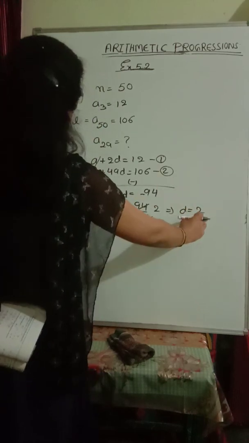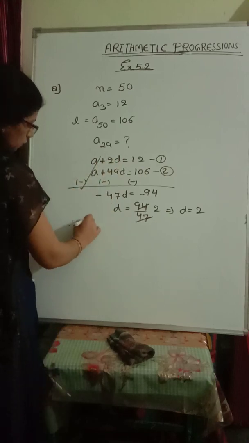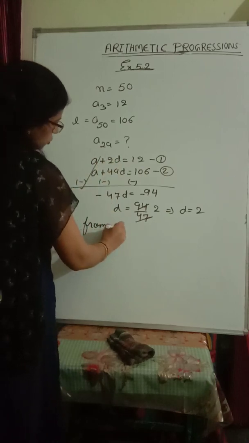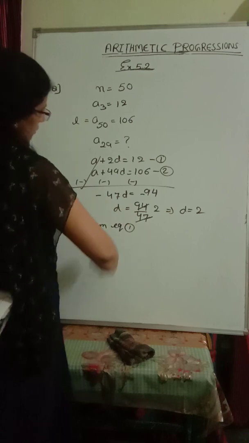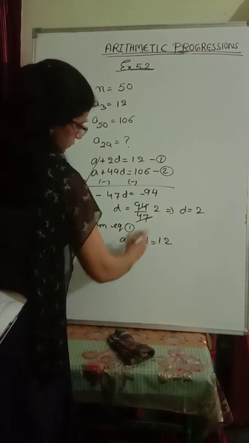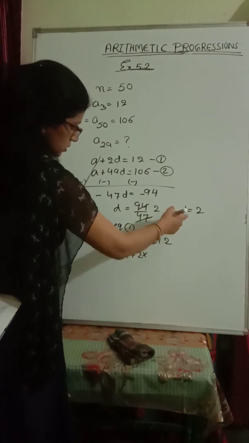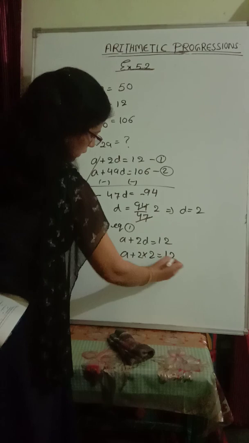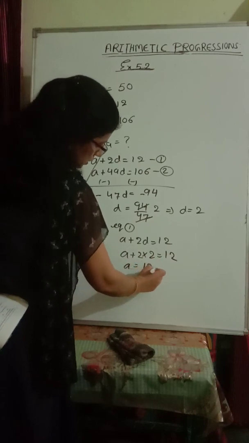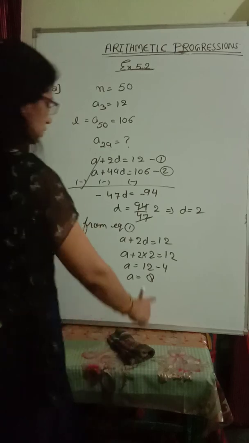In one of the equations you substitute the value. I am substituting in equation 1. So we will write from equation 1. What is equation 1? A plus 2d equals 12. So what is A? We don't know. We have to find it: 2 into d, which is 2, equals 12. So A is equal to 12 minus 4. A is equal to 8. So we got the value of A, 8.